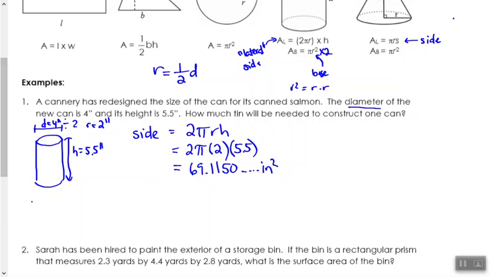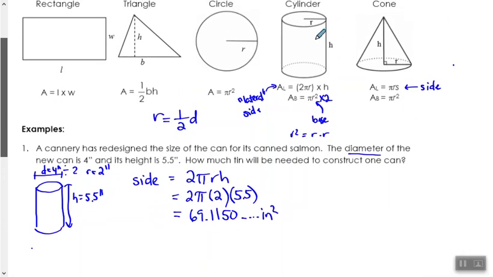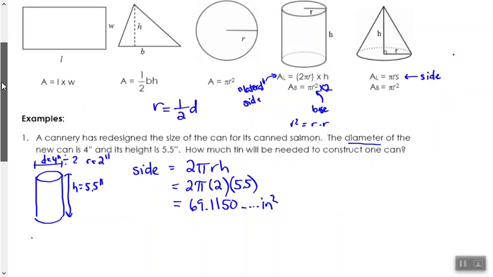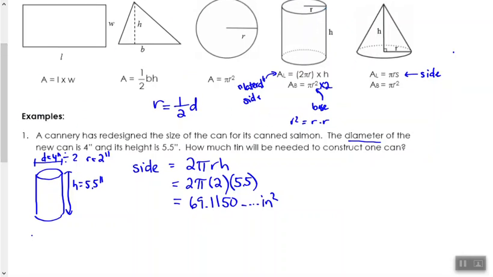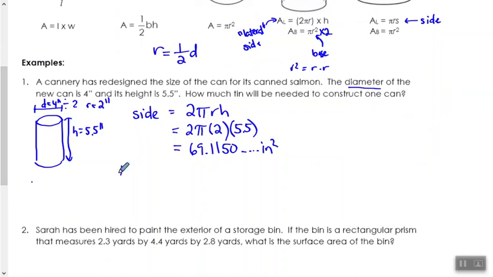Okay, so I am not only just going to have the side though, I do need the top and the bottom, otherwise my salmon is just going to fall right out. That would make no sense for a can. So I need my top and bottom.